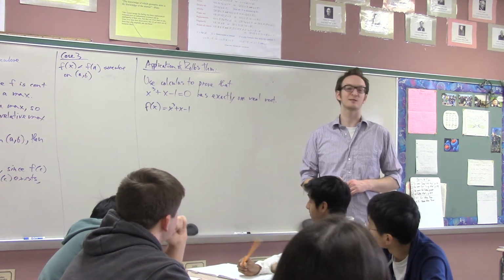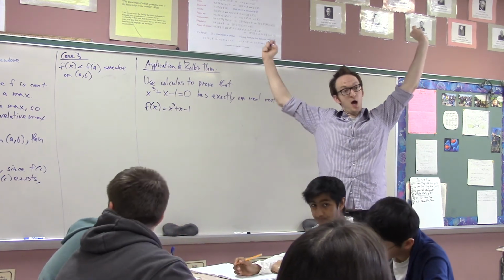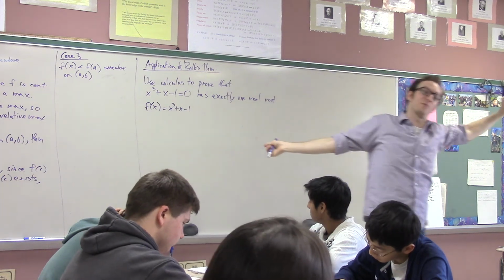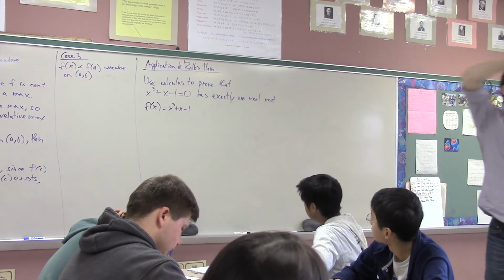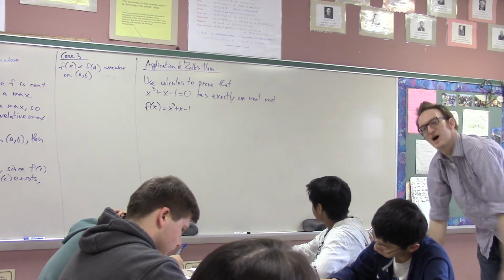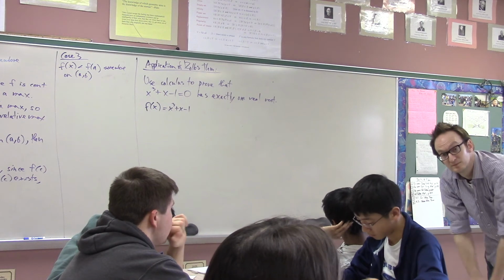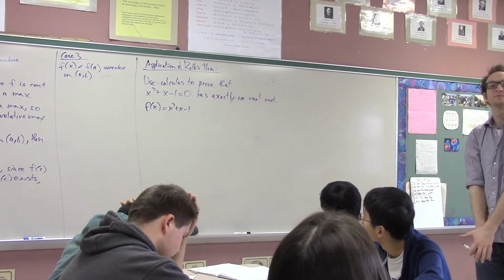Here's the function. f of x equals x cubed plus x minus 1. Tell me about this function. It's a polynomial, thus it's continuous and differentiable everywhere. Why does this function have a root? Because there's an x value that when you plug it in, f of x is 0. Why?